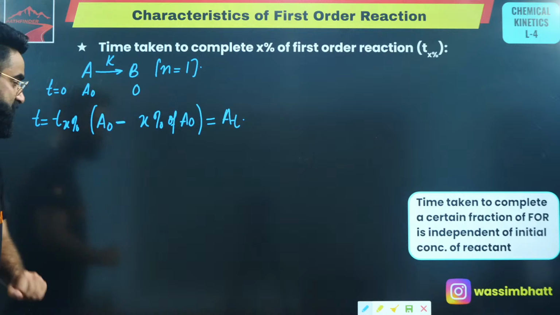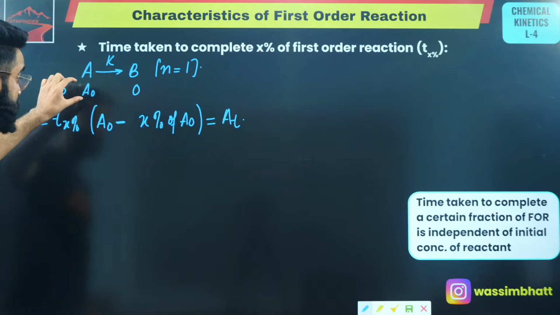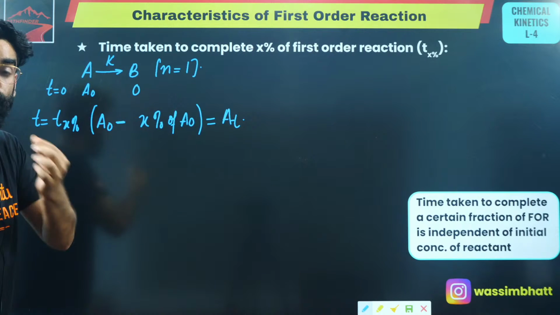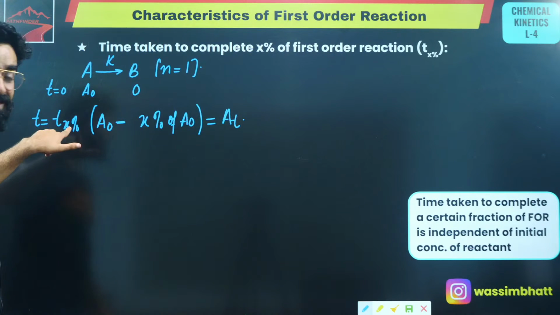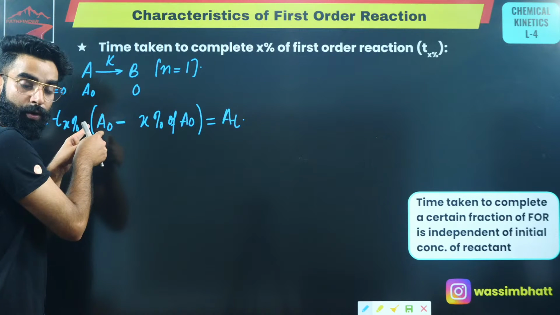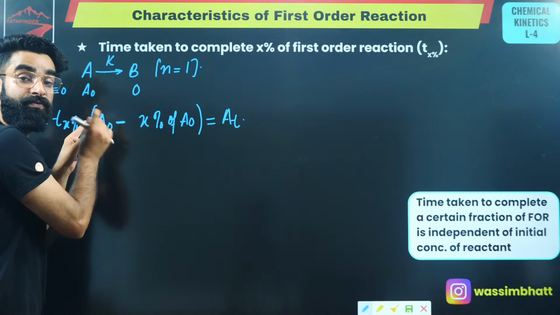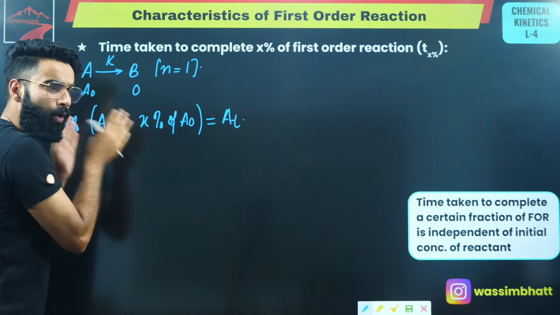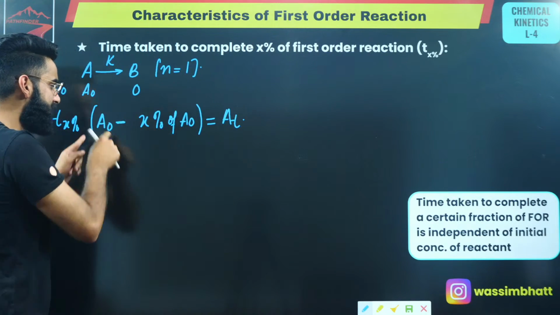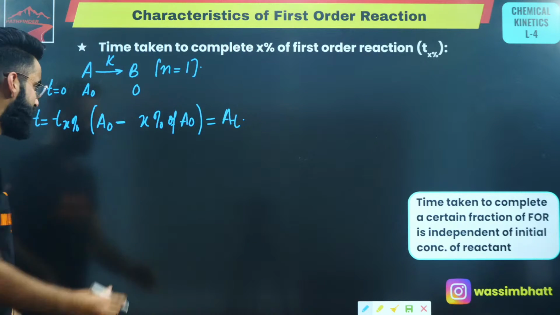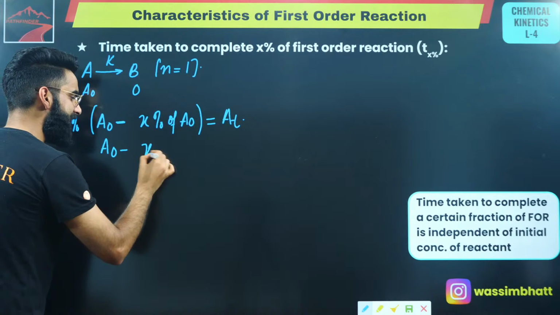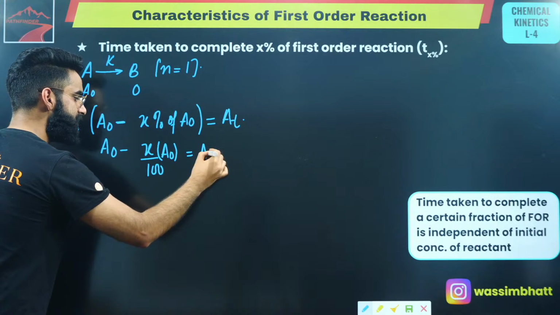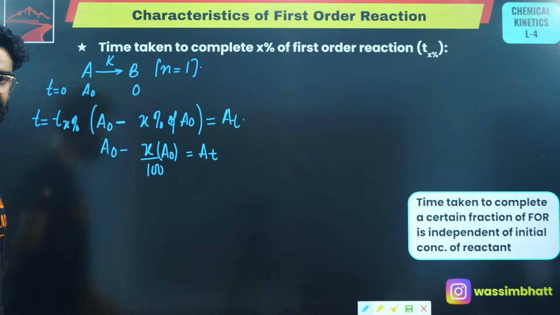Understand once more. Initially, I had the initial concentration of reactant as A naught. Now X% of reactant is getting converted into products. So what is the concentration of reactant left at time t? It's going to be A naught minus X% of A naught. So I can write it as A naught minus X divided by 100 multiplied by A naught. This is basically your AT.